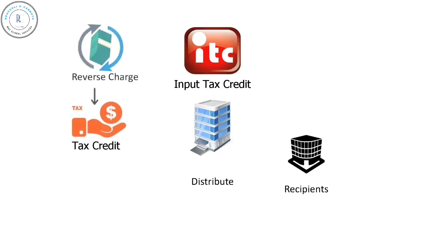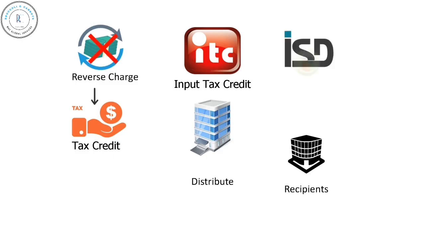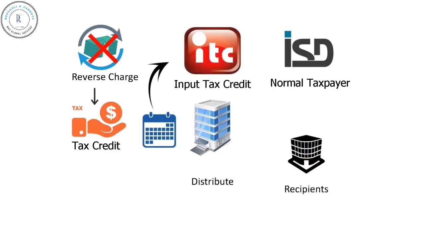Distribution of ITC: The credit of tax paid under reverse charge mechanism is not available for distribution to the recipients. So, the ISD has to utilize such credit only as a normal taxpayer. ITC available in a month must be distributed in the same month, so deferment of the credit distribution is not allowed. Credit attributable to a recipient is distributed even if such recipient is unregistered or making exempt supplies.